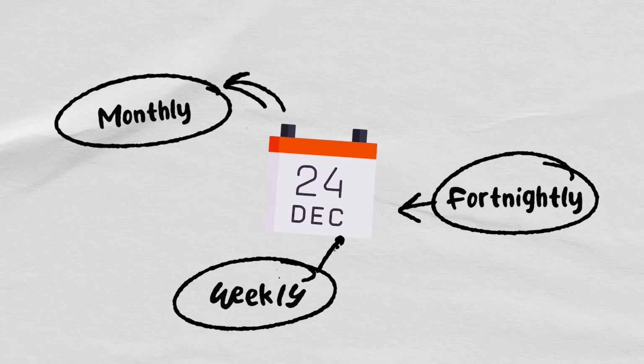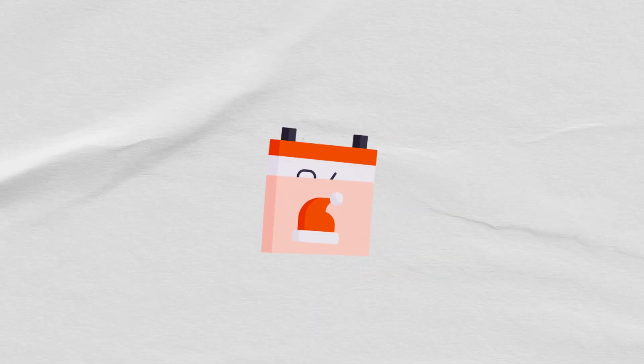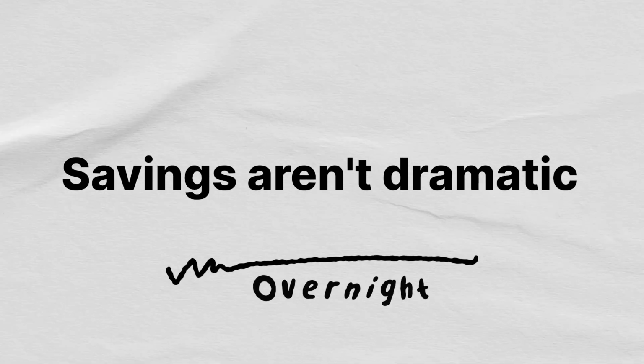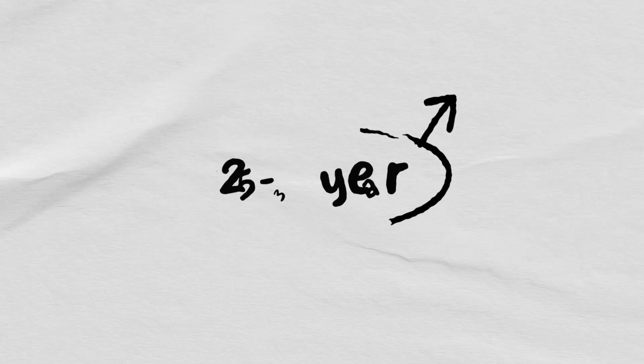Repayment frequency is another overlooked detail. Switching from monthly to fortnightly or weekly repayments can reduce interest over time because you're making repayments more often. The savings aren't dramatic overnight, but over a 25 or 30-year loan, the difference adds up.